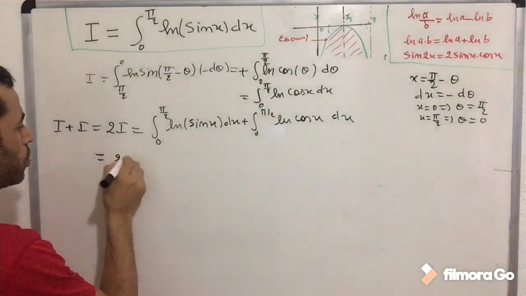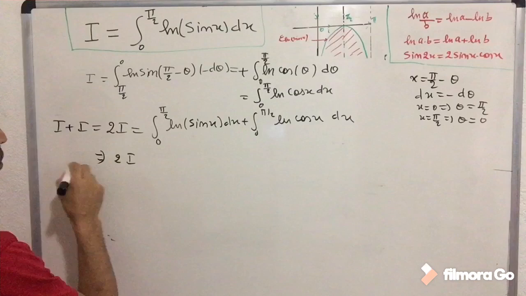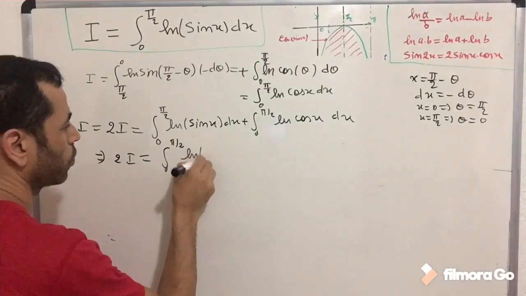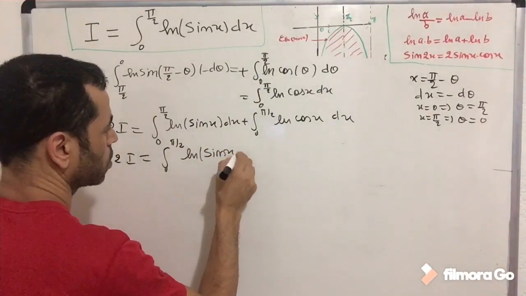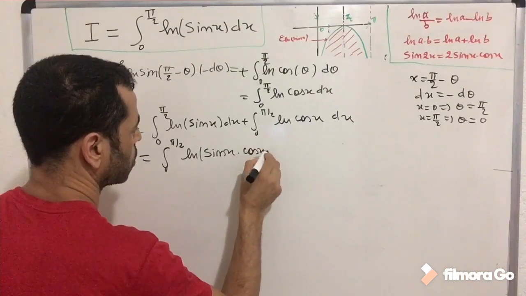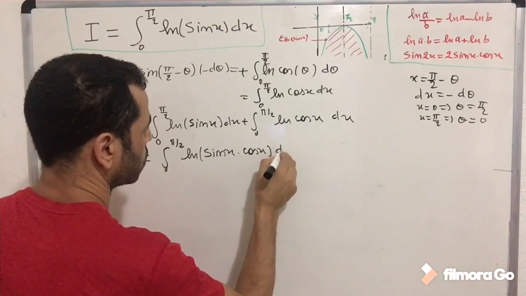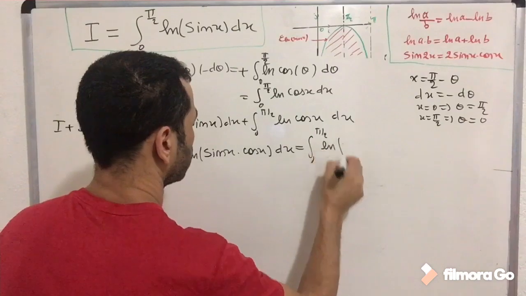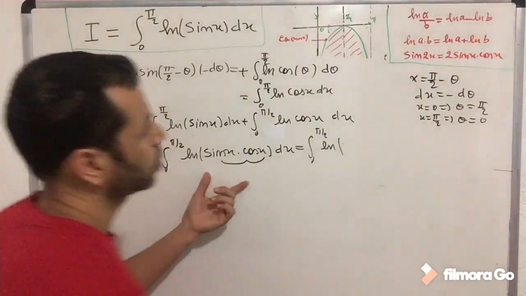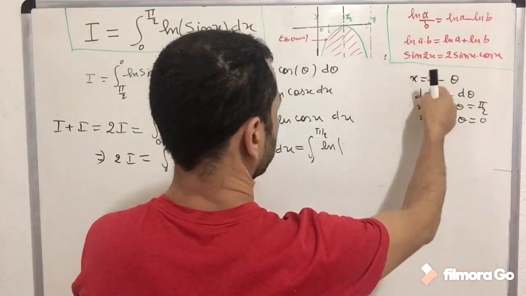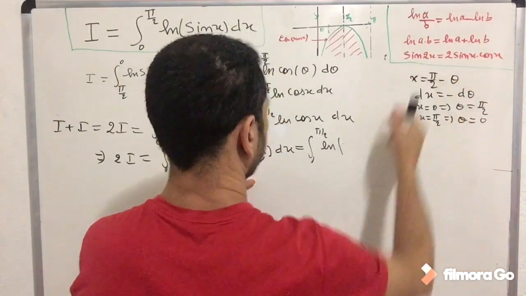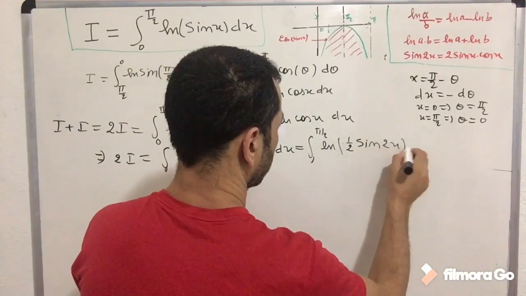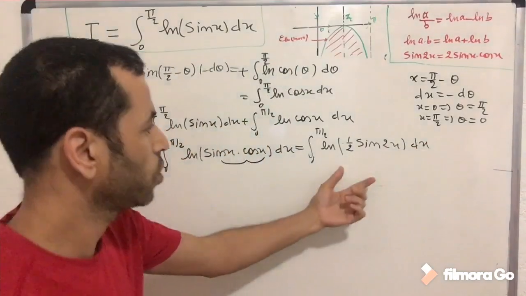Now our integral becomes 2I equals the integral from 0 to pi over 2 of natural log of sine x multiplied by cosine x dx. At the same time, this equals the integral from 0 to pi over 2 of natural log of, since sine x cosine x equals sine 2x divided by 2, 1 over 2 sine 2x dx.